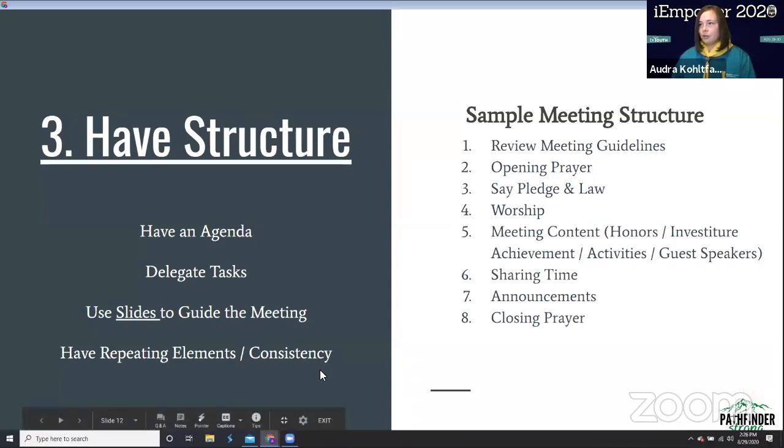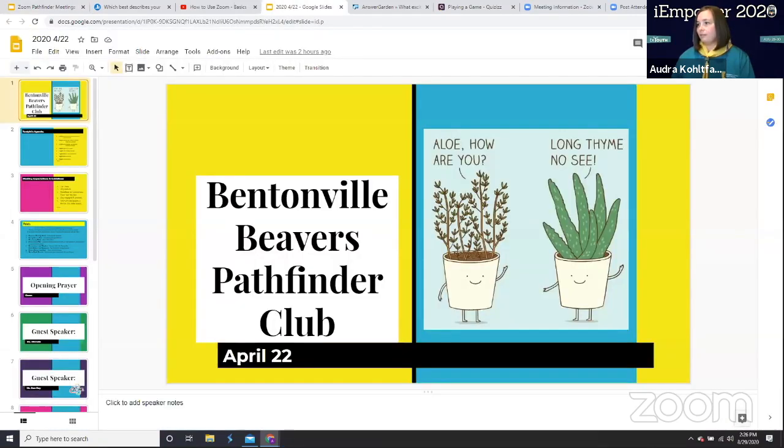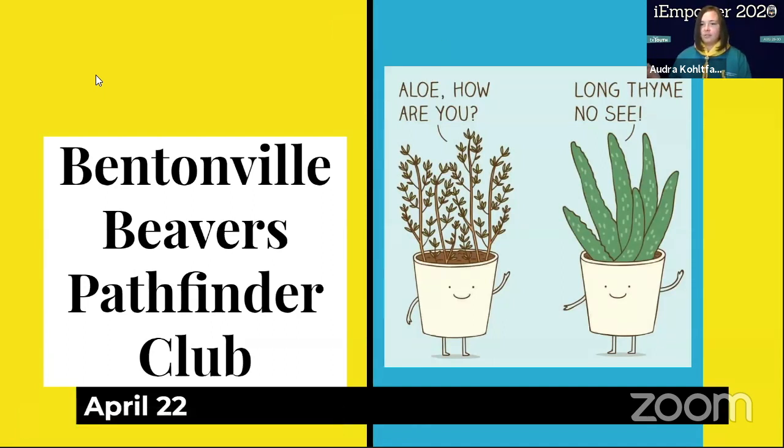So next I'm going to show you an actual example of meeting slides. And this is our actual virtual Pathfinder meeting from April 22 for our club. And this is the screen that I have on the screen share as participants are joining. I usually put up a funny little picture or meme for kids to look at while they're joining. In fact, our meeting this night happened to be all about plants. We were doing honors that had to do with plants. So that's why there was a plant theme meme on the opening screen.